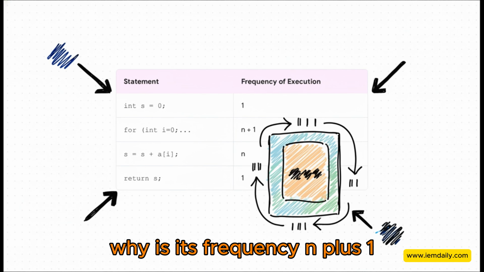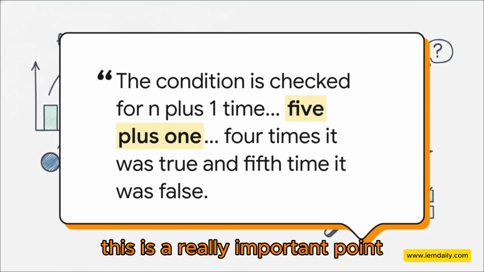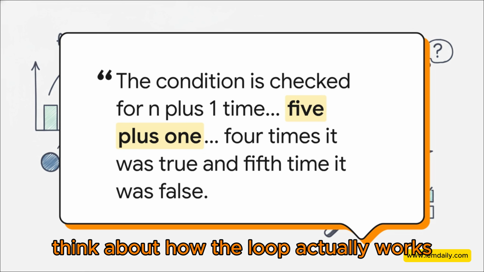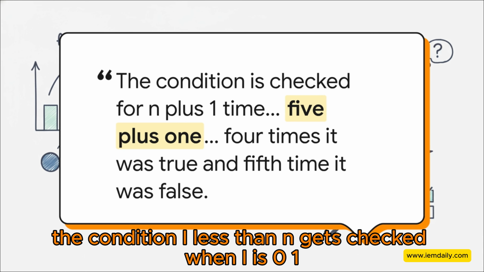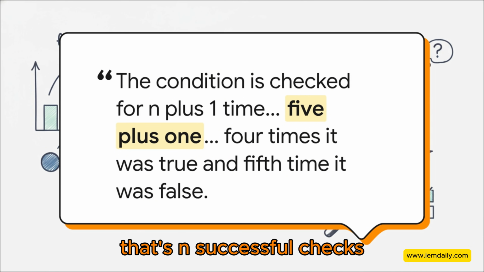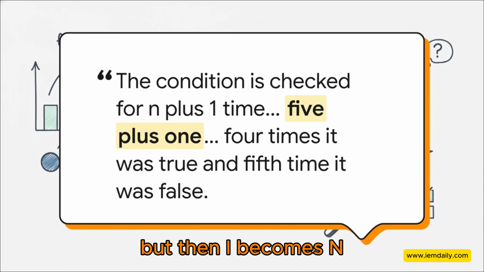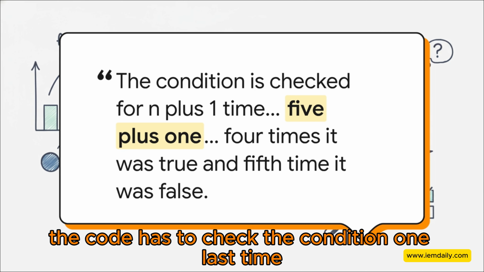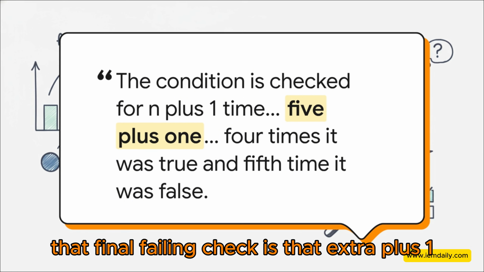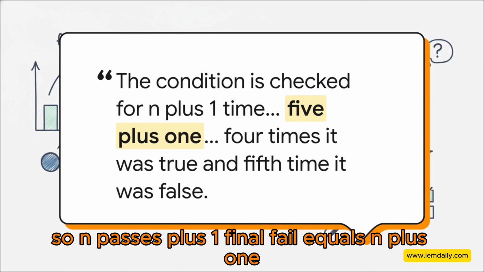Why is its frequency n plus 1? This is a really important point, a common place where people get tripped up. Think about how the loop actually works. The condition i less than n gets checked when i is 0, 1, 2, all the way up to n minus 1. That's n successful checks. But then i becomes n. The code has to check the condition one last time to realize it's false and that it needs to stop. That final failing check is that extra plus 1. So n passes plus 1 final fail equals n plus 1.